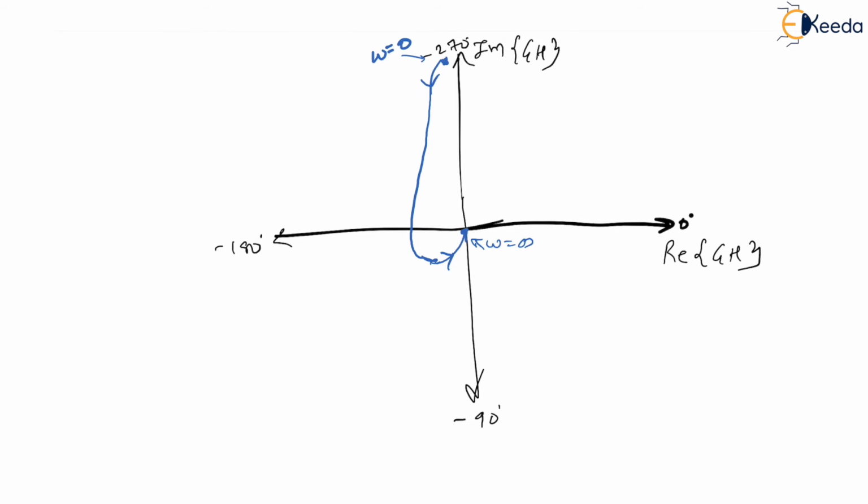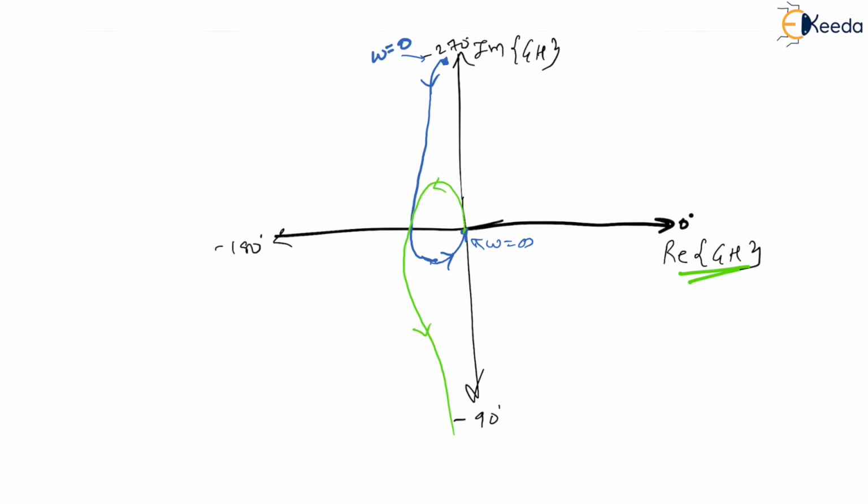Yes. Now second step is what? To plot the mirror image about the real axis of GH, which means how will the mirror image look? Mirror image is going to be somehow like this. This becomes a mirror image, right?